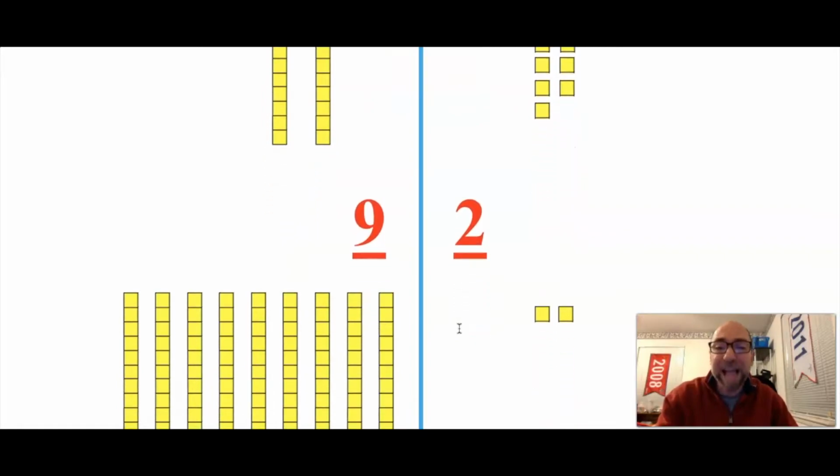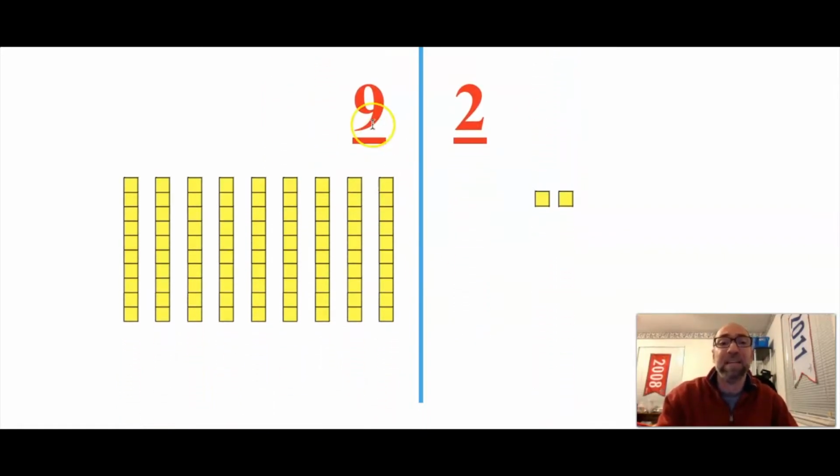Now remember, if the number was 92, it would look a lot different. Look how many flats I have this time. 90 means I have 9 flats. 10, 20, 30, 40, 50, 60, 70, 80, 90. And then 2 cubes in my ones place. So we have 90, 91, 92.